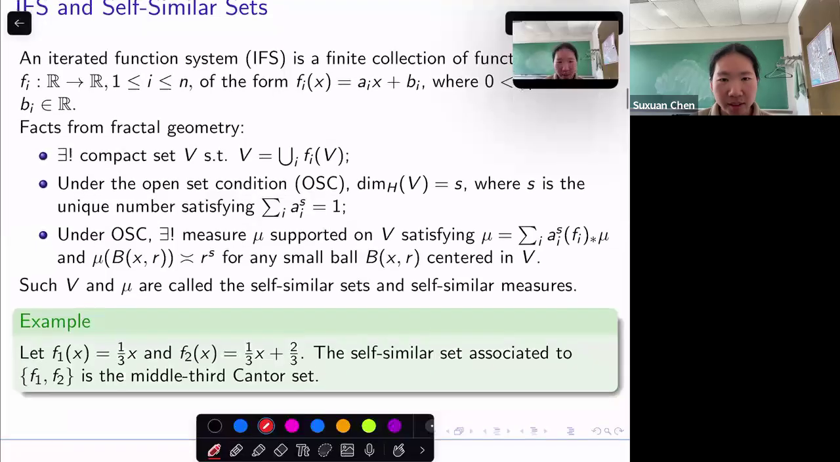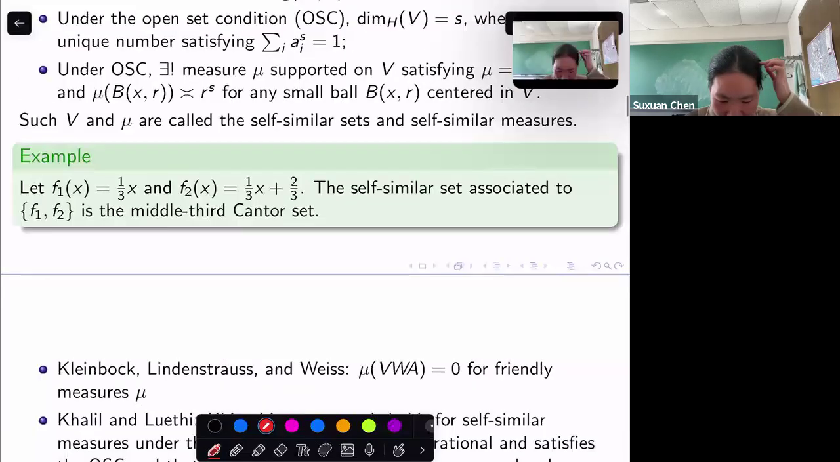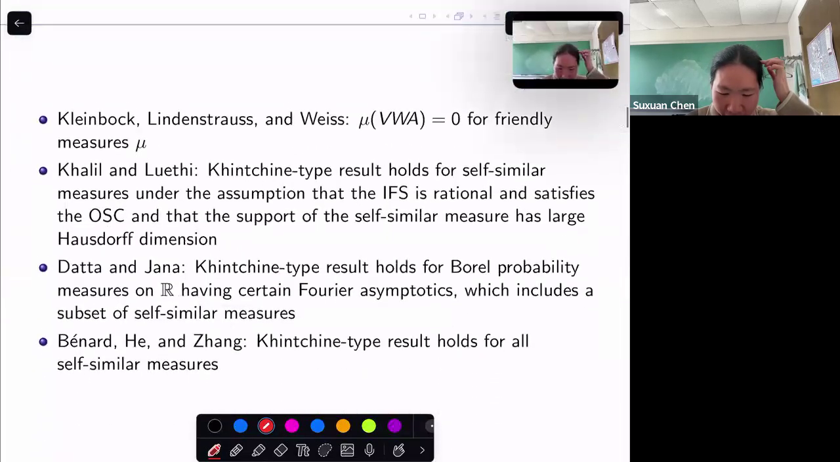Okay, does anyone have any question about the introduction part up to now? Okay, then we can keep going.